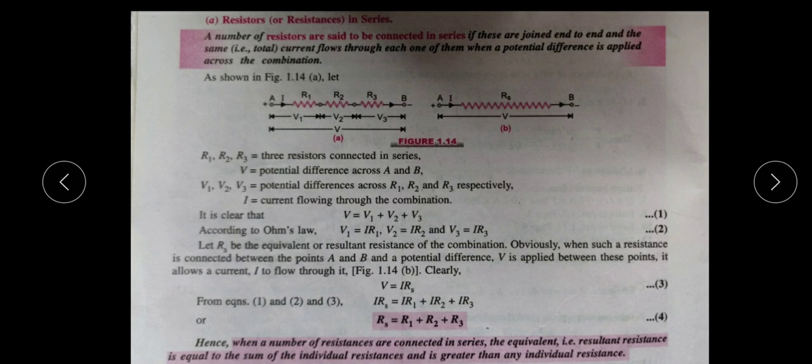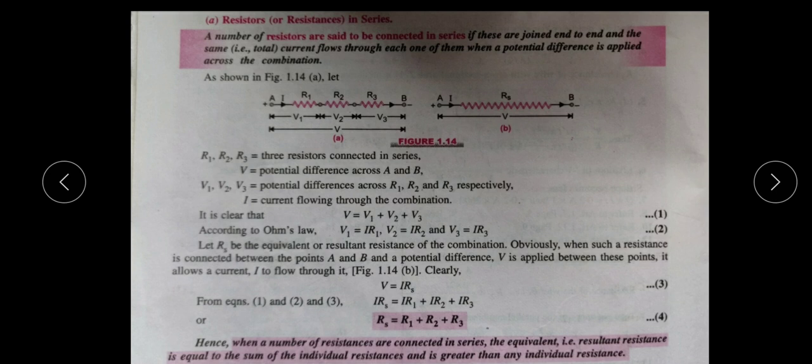Note the point, end-to-end connection. And the total current flowing through each one of the resistors is equal. Okay, in series circuit, listen to the point: the current in each resistor is equal, but the potential difference in each resistor is different. Current in each resistor is the same and the potential difference in each resistor is different.